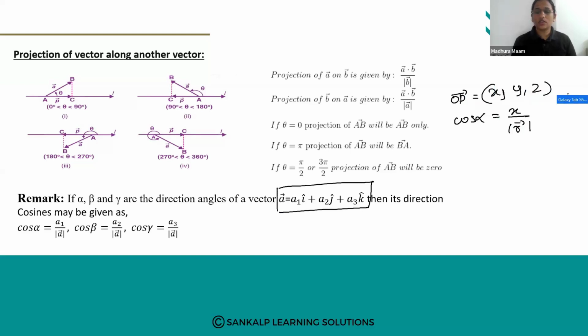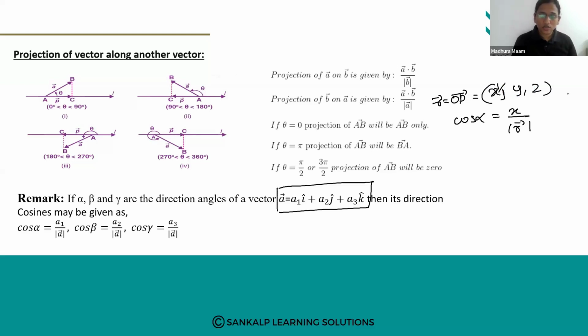X, Y, Z. So it was X by magnitude of OP. OP was nothing but R. Y by magnitude of OP. Z by magnitude of OP. OP is nothing but R. So first, the angle alpha with the X axis. So X by magnitude, Y by magnitude, Z by magnitude.